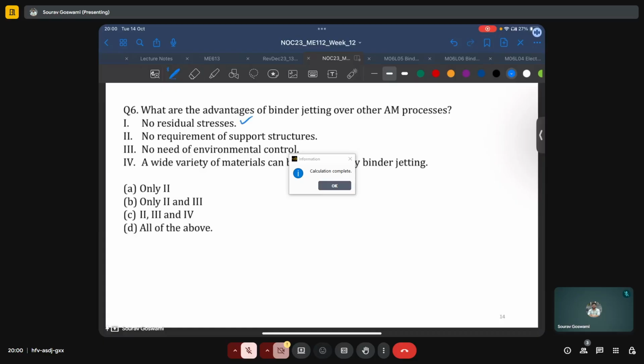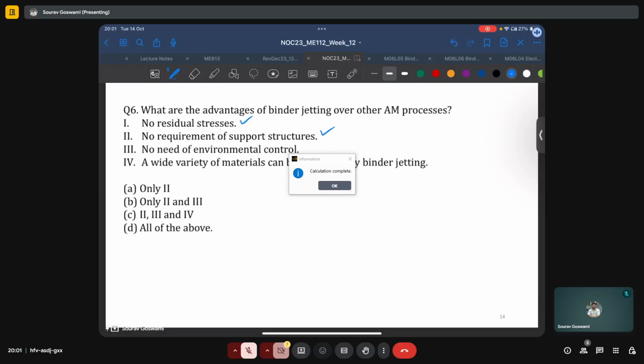There is no requirement of support structures because the loose powder will already support any overhanging features. Unlike in the case of laser powder bed fusion, where these support structures were needed to prevent the distortion of the part and to prevent its collision with the recoater during a recoating cycle. In this case, because there are no residual stresses and no associated warping and distortion, there is almost zero requirement of support structures themselves. So statement 2 is also correct.